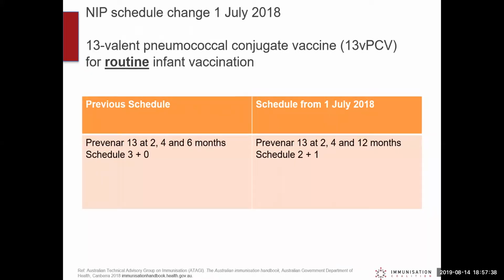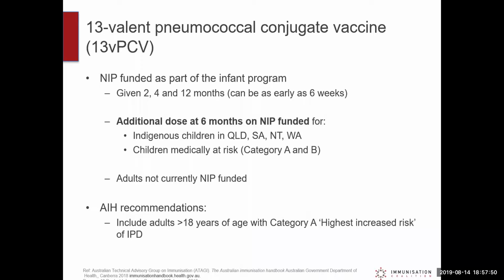So this is that childhood schedule that we've already gone through. We used to have it at 2, 4, 6 months. It's now gone to 2, 4 and 12 months as the routine schedule. We talked before about that additional dose. So Aboriginal children living in Queensland, South Australia, Northern Territory and Western Australia, these 3 states and the Territory do have a funded Aboriginal children's program. It is an NIP funded vaccine, but it's not an NIP program because it doesn't occur in every state and territory.